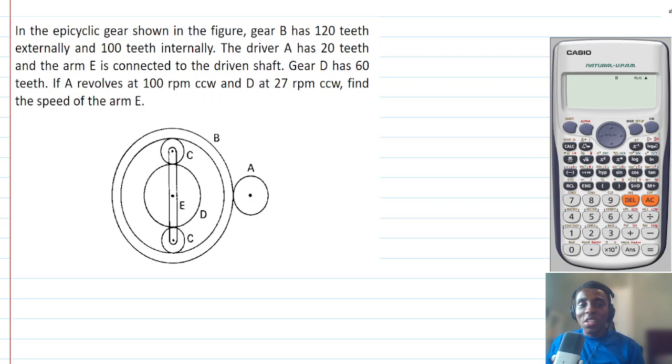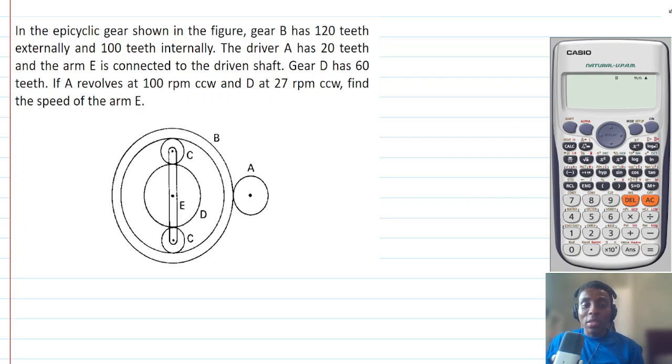This question is actually about planetary gears, where we've got an epicyclic. Think about the sun, which is stationary, and then we have a planet moving around in an orbit. That's essentially how this gear arrangement looks, so sometimes we call them planetary gears. Let's read the question together and solve it.